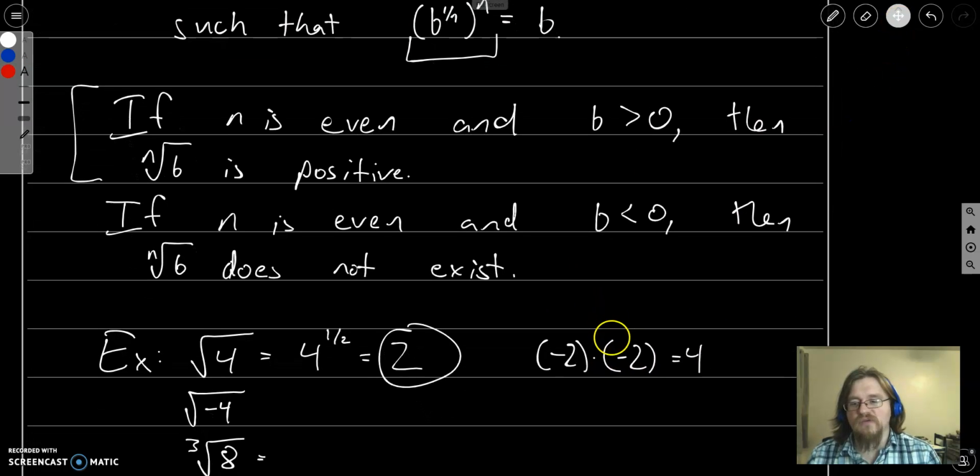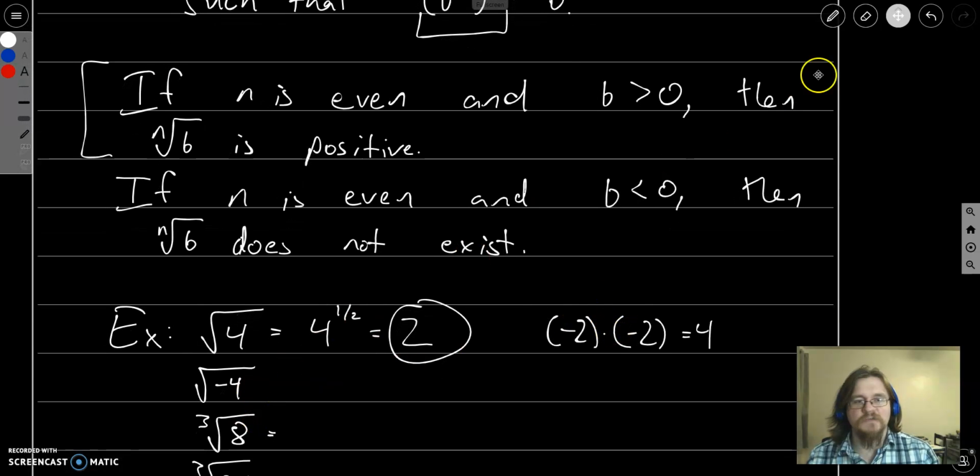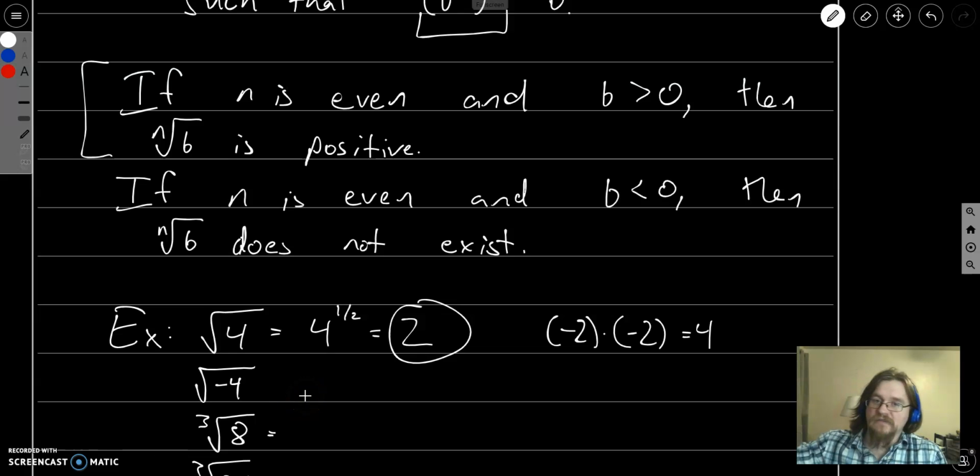Sometimes, when we look at some roots, there might not be an answer. So, for instance, here we have the square root of -4. Well, it turns out that no number times itself is negative. If you take a positive times a positive, it's positive. If you take a negative times a negative, it's also positive. And 0 times 0 is 0. So nothing gives you a negative number.